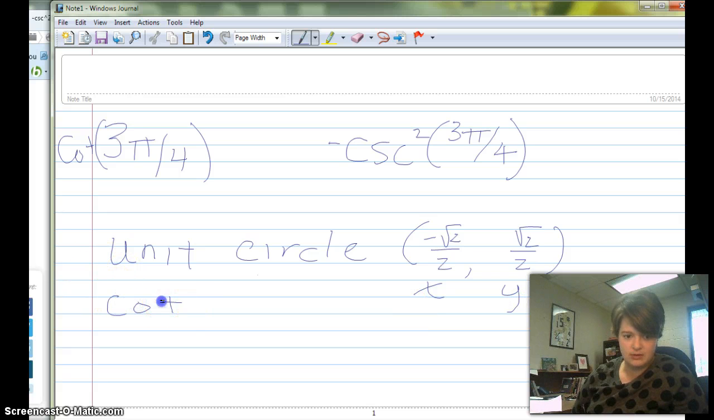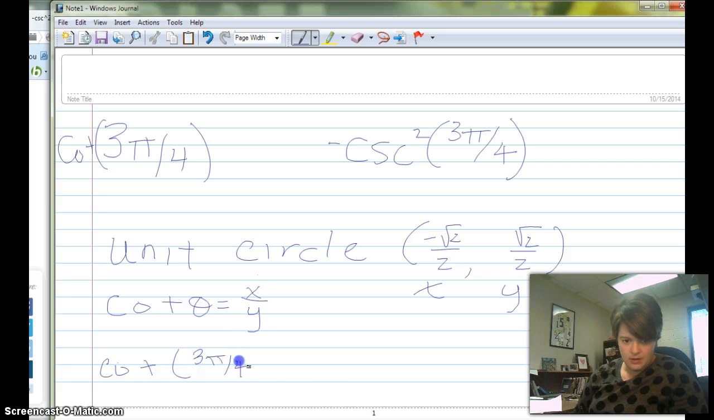Cotangent is equal to the x over the y. It's the same as the reciprocal of the tangent. So if we want cotangent of 3 pi over 4, it would be negative square root of 2 over 2 over square root of 2 over 2. Obviously you're dividing by the same thing except you've got a negative, so this becomes negative 1. So that's cotangent.